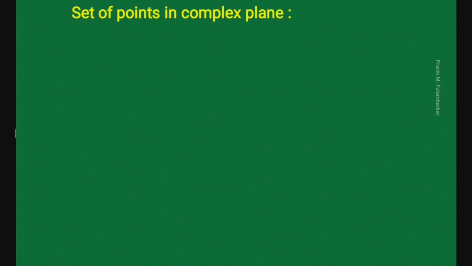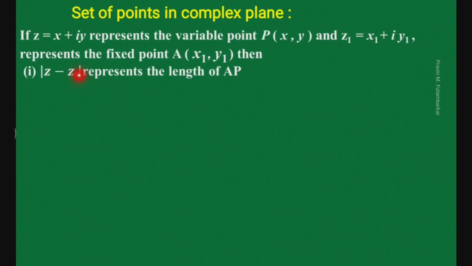Today we discuss a new topic, set of points in a complex plane. If z equals x plus iy, it represents the variable point P of (x, y). Variable point means the point having variable coordinates, that means the coordinates of this point we can change as we wish, and z1 equals x1 plus iy1 represents the fixed point A of (x1, y1). Then number 1, modulus of z minus z1 represents the length of AP.